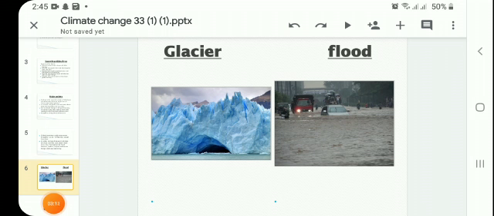Students, do you know what a glacier is and how glaciers cause floods? A river of frozen water is called a glacier, and glaciers are melting due to the higher temperature of the earth, and this is causing the floods. So let's read more about floods.